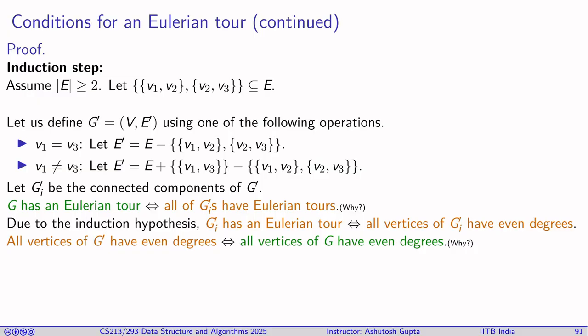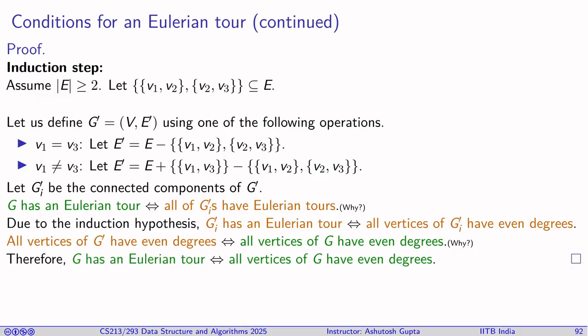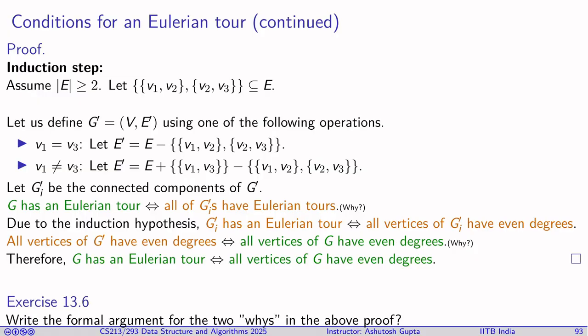Now, because of these three equivalences, we can finally derive that G has an Eulerian tour if and only if all vertices of G have even degrees. Please work out the missing parts of the proof. It will give you great insight and understanding of graph theory. Now we will look at another version of the graph, which is called a directed graph, and we will look at several definitions related to directed graphs.